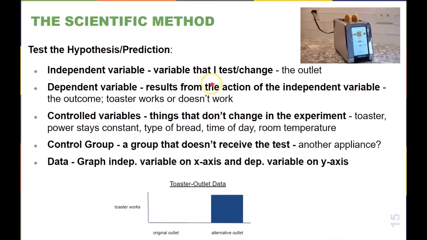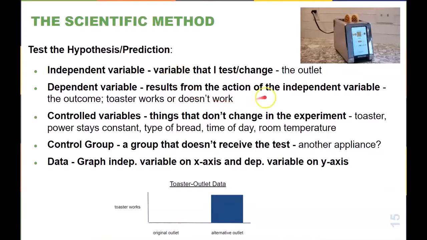So notice that letter I, okay? So in our toaster experiment, it would be the outlet. So we had the original outlet, and then we had an outlet that the toaster wasn't originally plugged into, right?